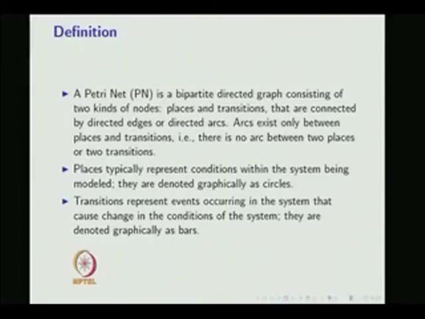Places typically represent conditions within the system being modeled. They are denoted graphically as circles. Transitions represent events occurring in the system that cause change in the conditions of the system. They are denoted graphically as bars.